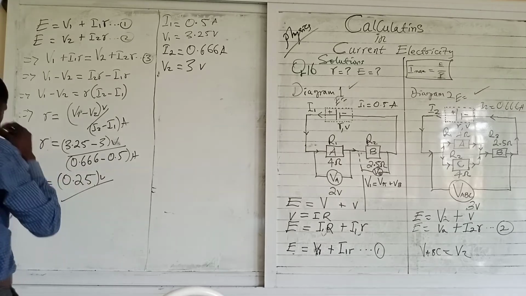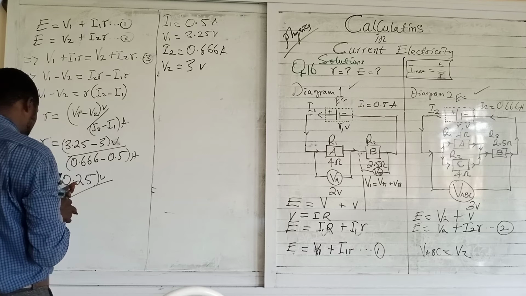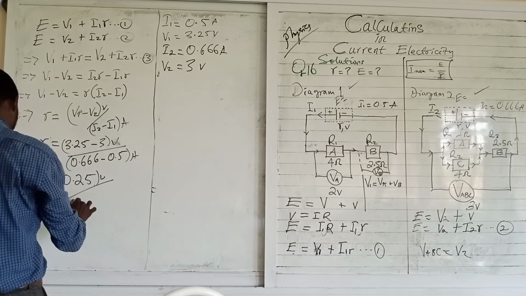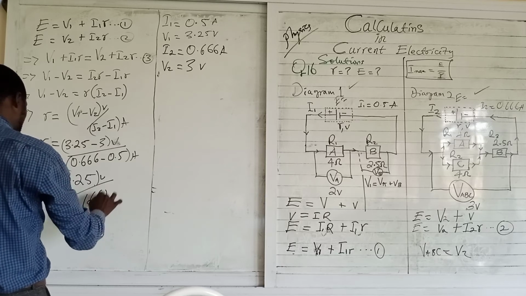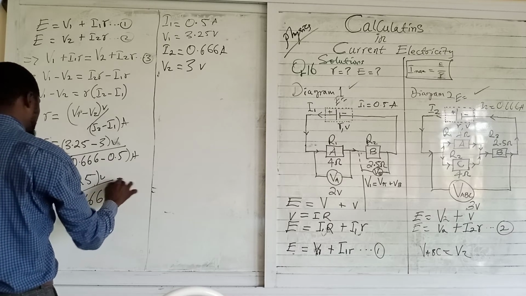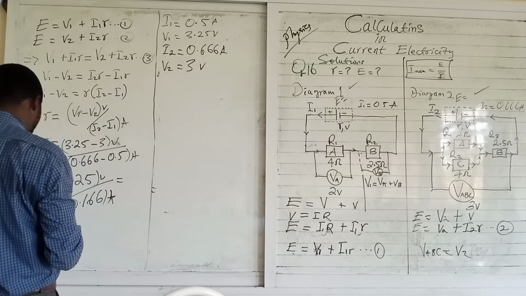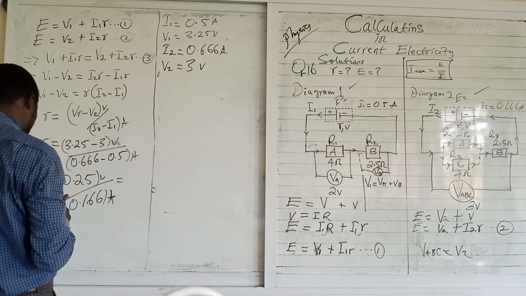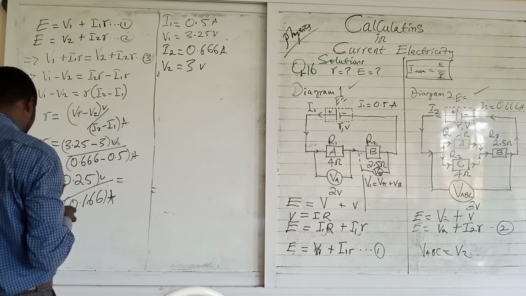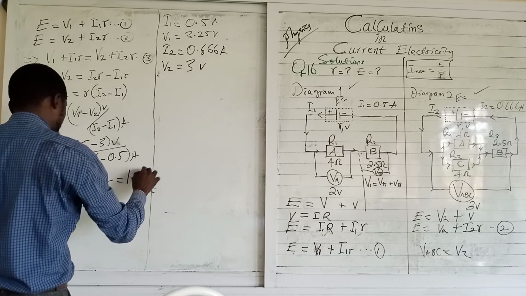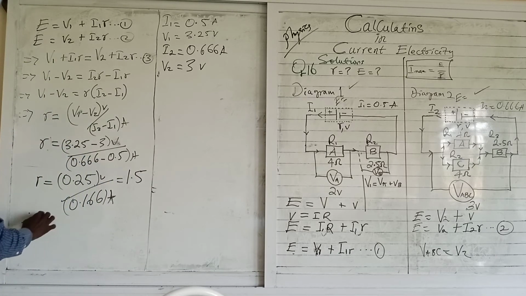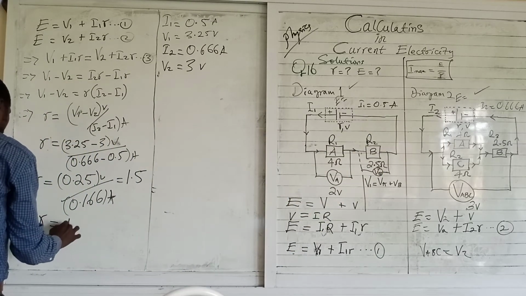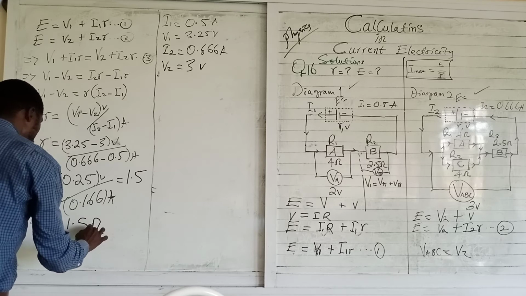0.25 all in volts, divided by 0.666 minus 0.5. That will give you 0.166 all in amps. If you do that, you have 0.25 divided by 0.166. You're going to have 1.5. Therefore, the internal resistance for the two cells is given as 1.5 ohm.